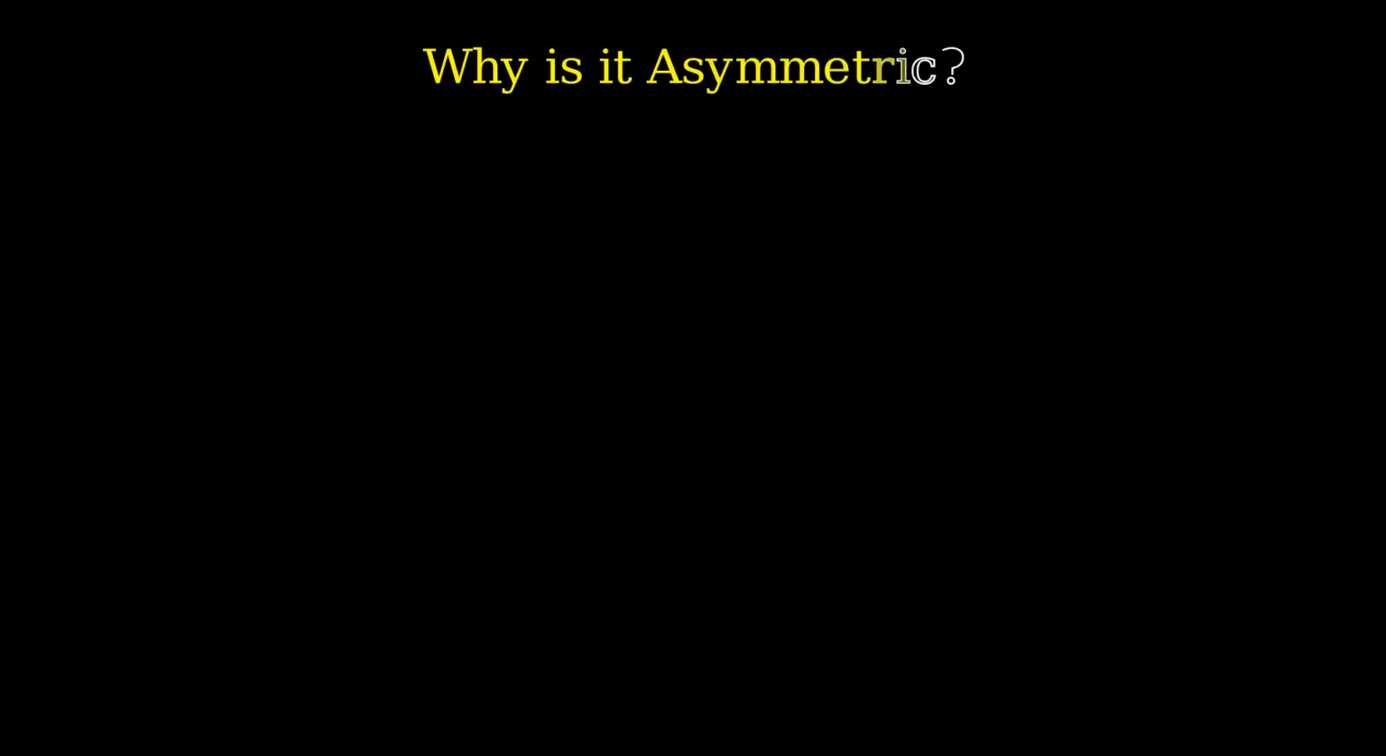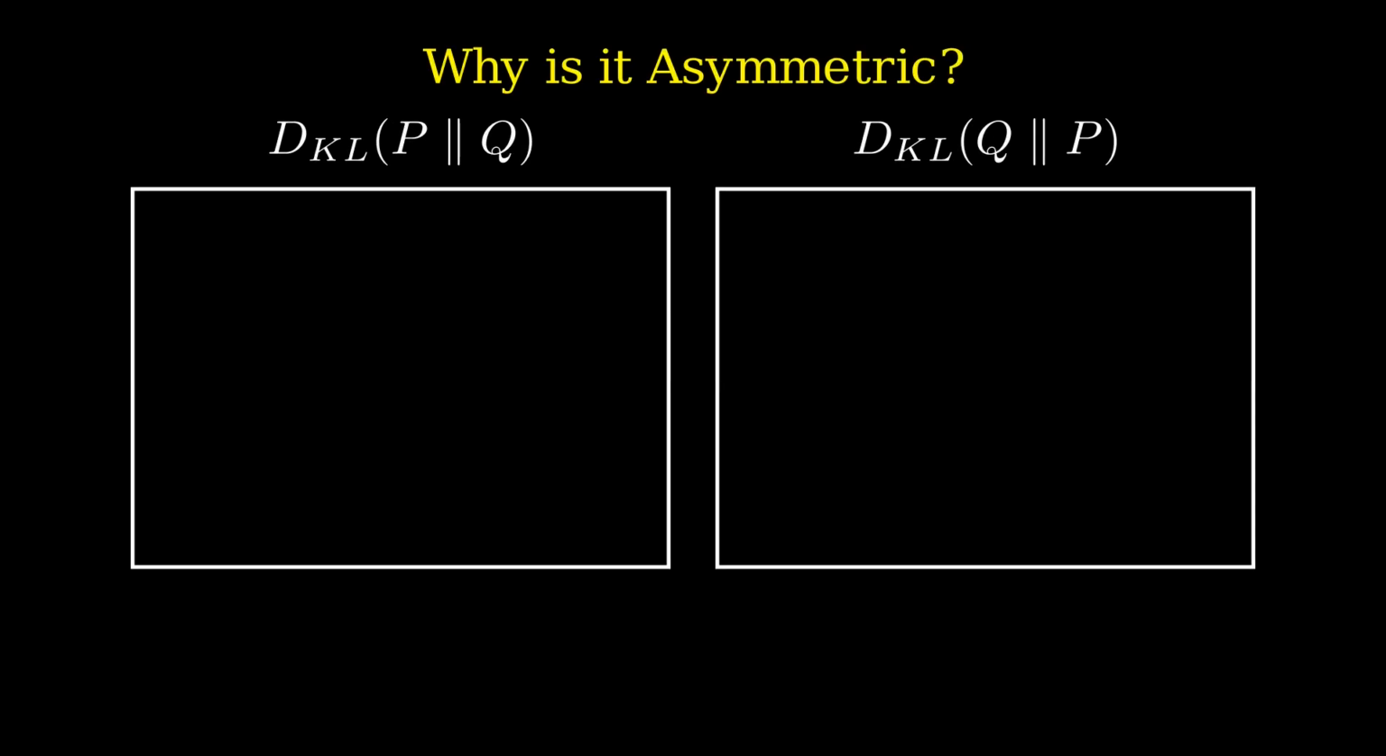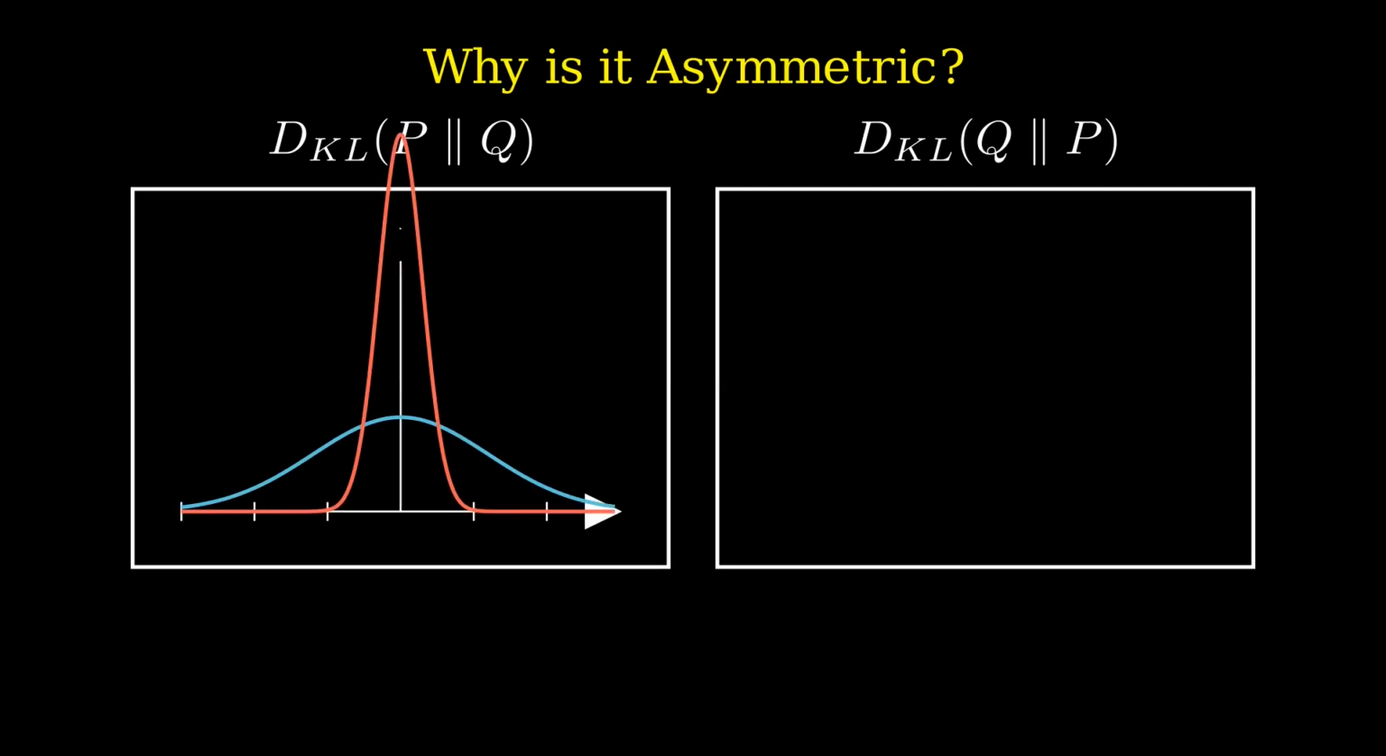Now, why does the order matter? Why is P parallel Q not the same as Q parallel P? In the left box, the truth P is broad, but our model Q is narrow. We are missing many likely events. This results in a massive penalty.